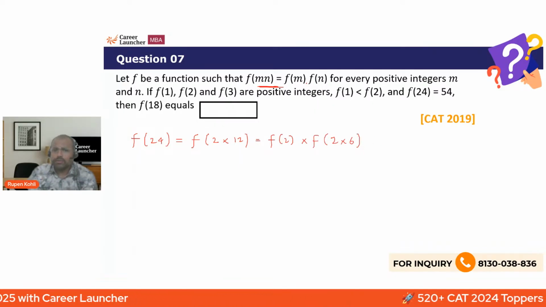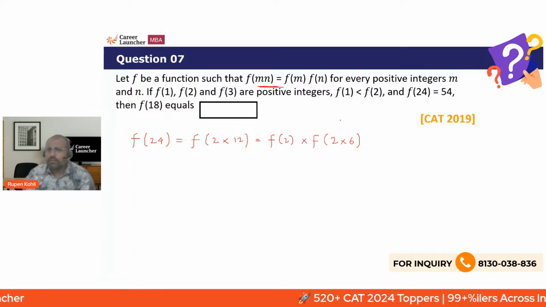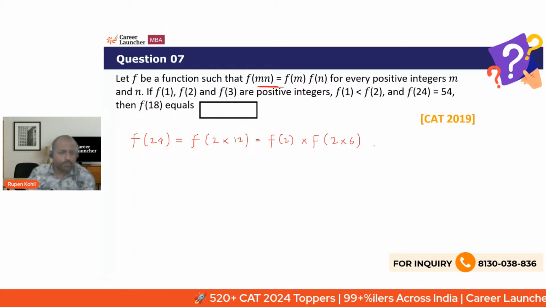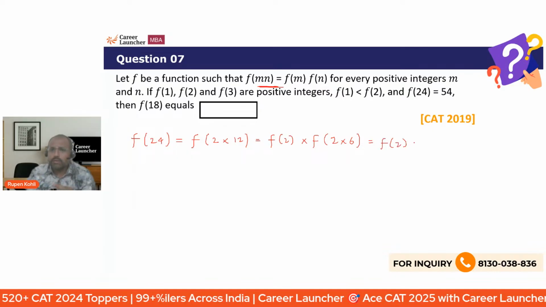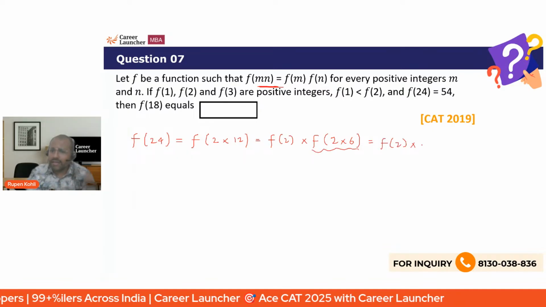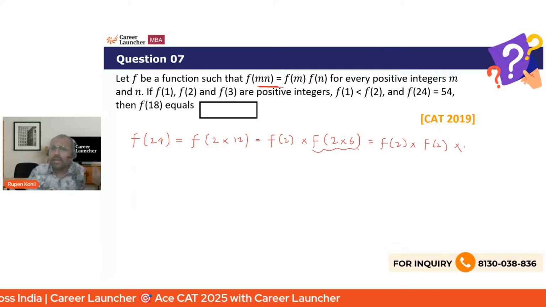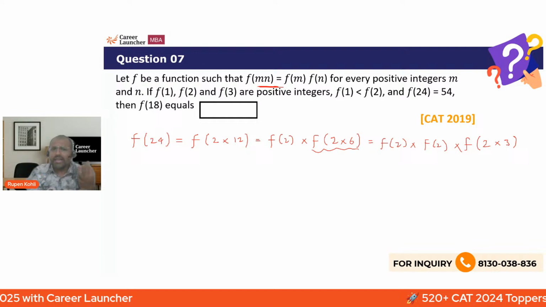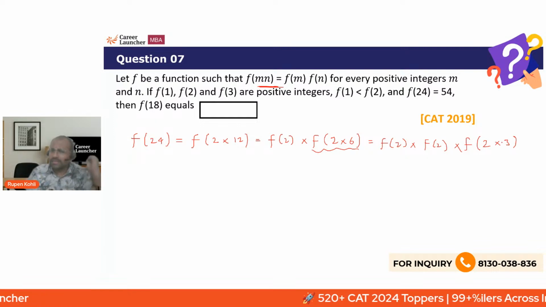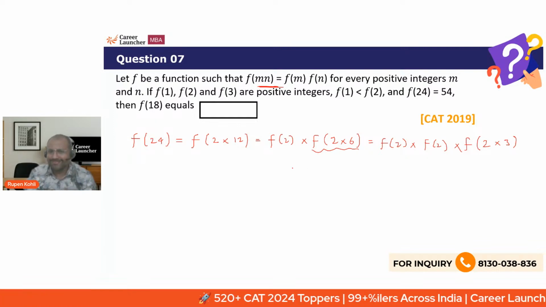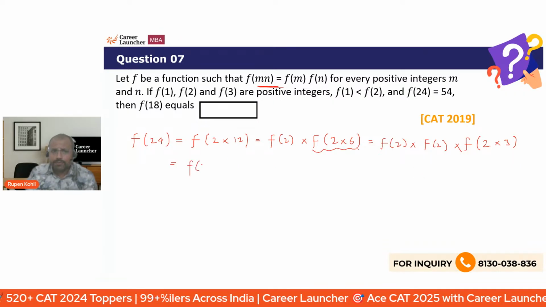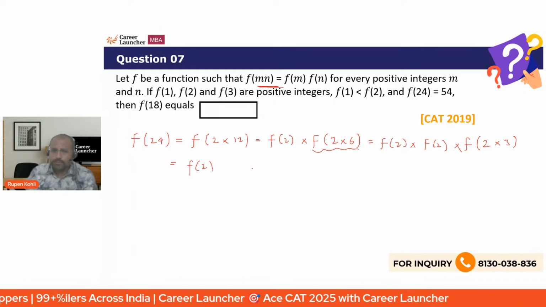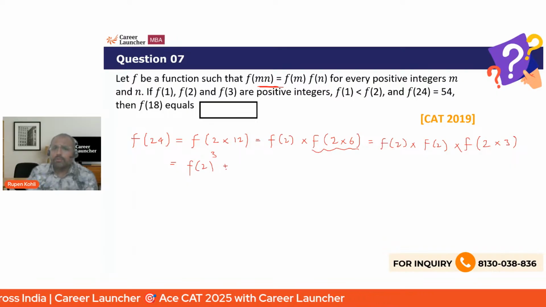So I can reuse this equation as many times as I want. So I can say this is f(2) × f(2 × 6), which is again f(2) × f(2) × f(6). And once again, I will write 6 as 2 into 3 because I'm hell bent on using this equation as much as I want. Right, so f(24) finally can be written simply as f(2) × f(2) × f(2), which is the cube of f(2), into f(3).